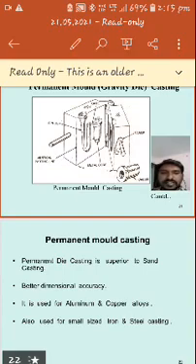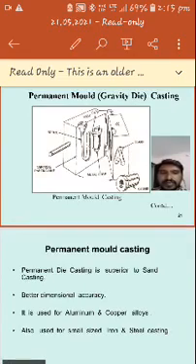So today we discussed die casting and its types. Here we have four methods, and those four methods are also discussed.